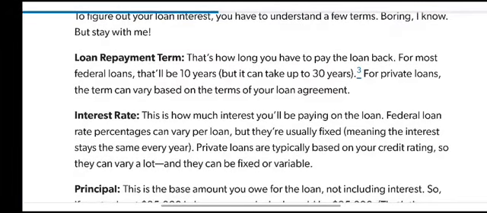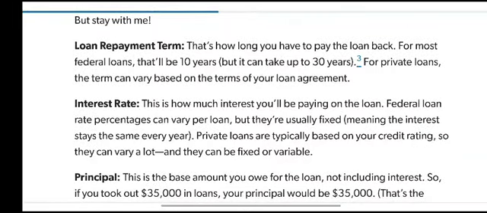Interest rate, it is how much interest you will be paying on the loans. Federal loan rate percentages can vary per loan, but they are usually fixed, meaning the interest stays the same every year. Private loans are typically based on your credit rating, so they can vary a lot, and they can be fixed or variable.